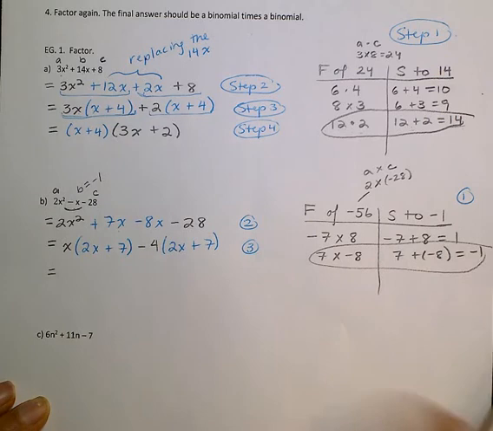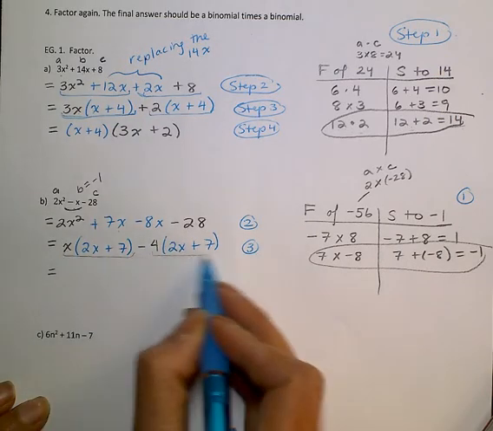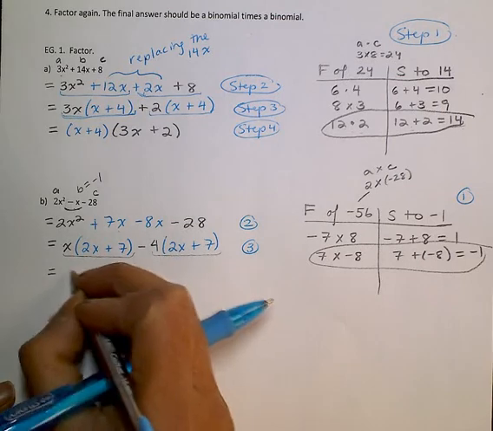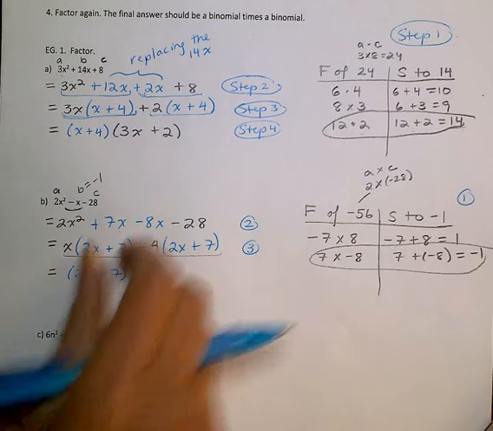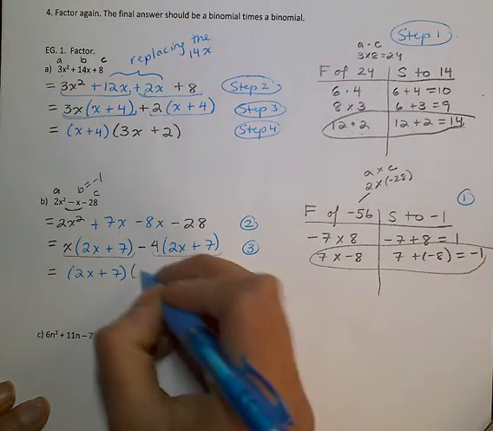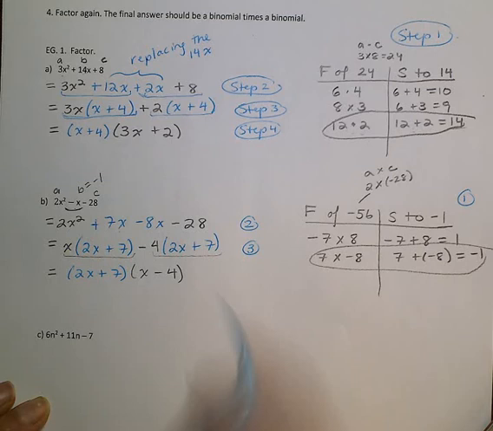Step 4 is we factor again. So this is a term and this is a term. What's common? It's the 2x plus 7. So I'm going to factor it out. When I remove that 2x plus 7, I'm left with an x. And when I remove it over here, I'm left with a negative 4. It is now factored. It's written as a product.